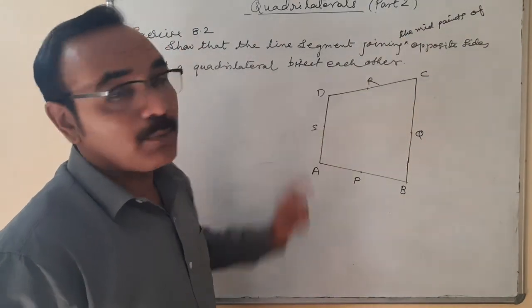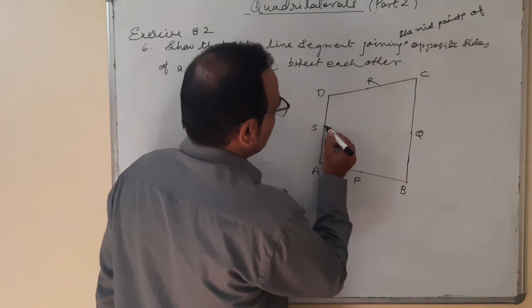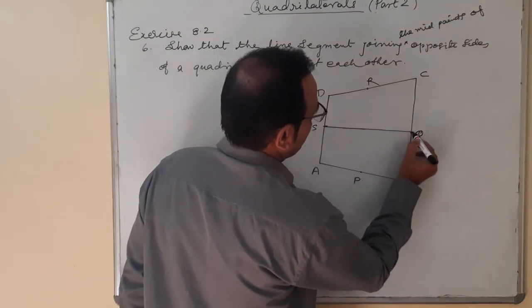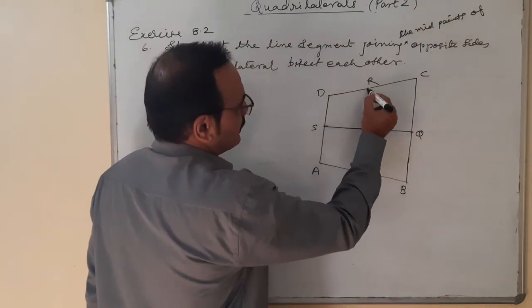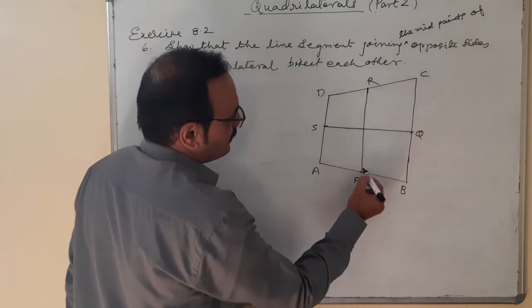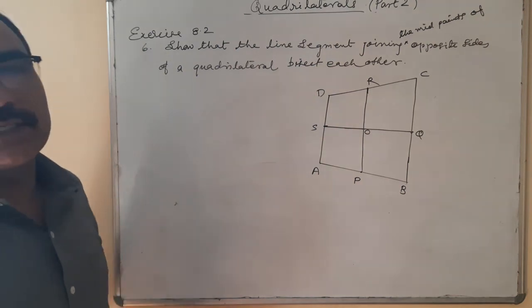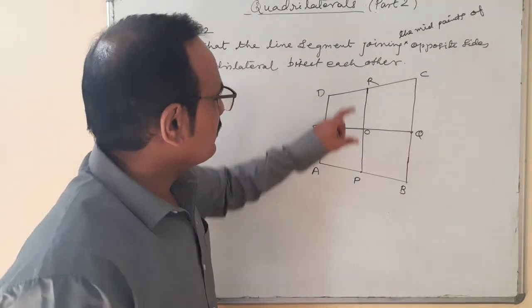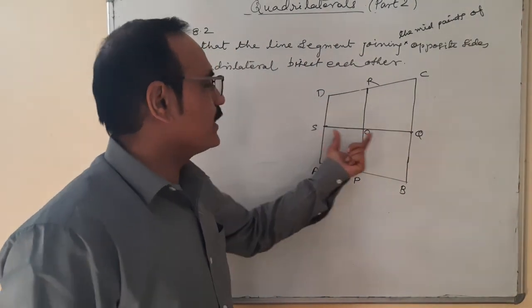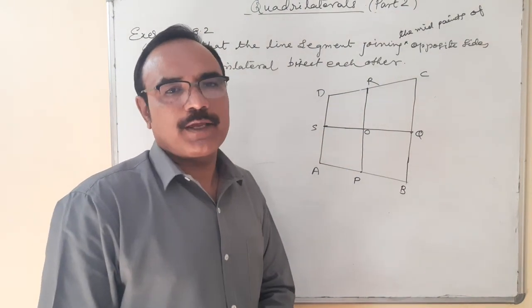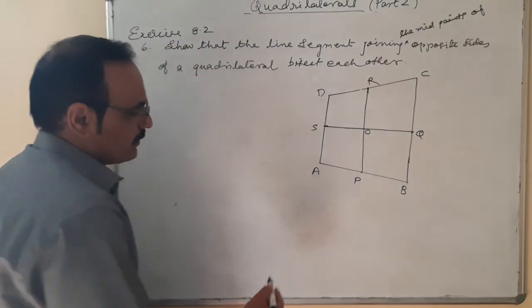Joining the midpoints of opposite sides, we get SQ and RP. They bisect each other. That means we are proving that OR is equal to OP and OS is equal to OQ.